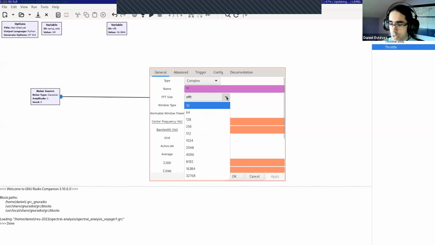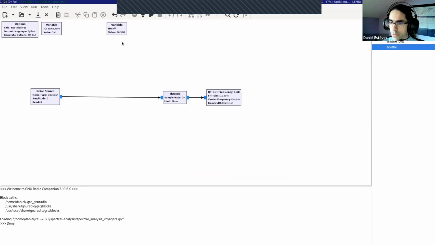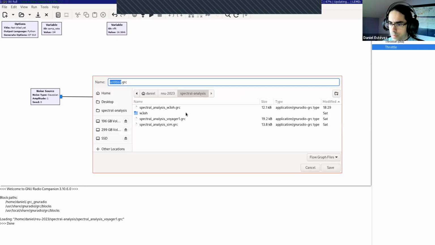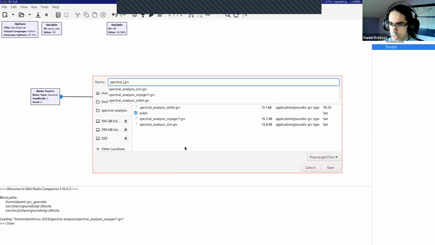Because as we saw, there is already one limitation of the FFT sink here, which is apparent. The maximum FFT size you can do is 32,000 points. And that is quite limiting. Often for detecting narrowband signals, especially in a wideband bandwidth, we would like to use much larger FFT sizes. And with this block, we cannot do. So anyhow, we're going for 16,000 points. And I'm going to save this as spectral analysis simulation 2.